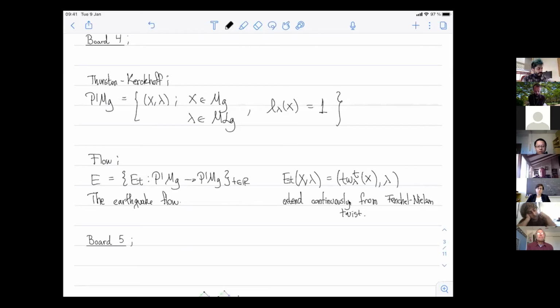Okay, so if we're good with the earthquake flow, and I know I've just been kind of abstract and told you basically the picture I want you to have in your head, it's a flow that extends Fenchel-Nielsen twists to a natural bundle of objects that interpolate between simple closed geodesics. That's all that I want you to keep in mind.